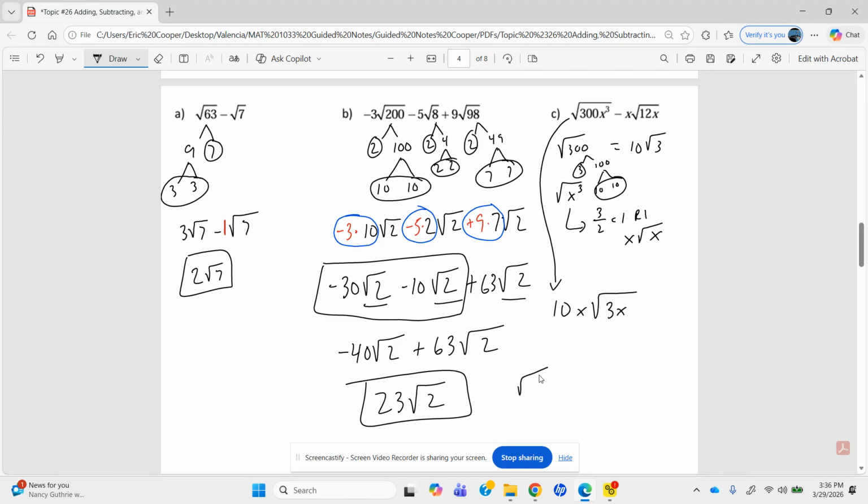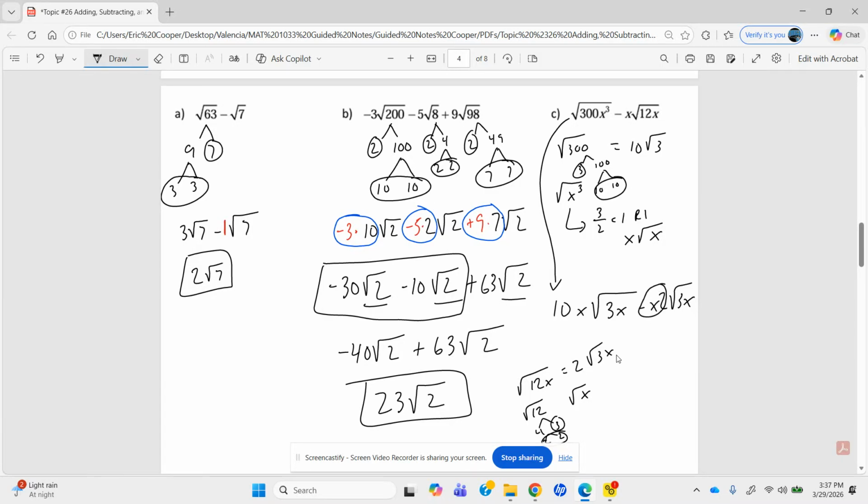For the square root of 12x, we'll do the square root of 12 and the square root of x. 12 becomes 4 times 3, with 4 becoming 2 times 2. So this is really 2 square root of 3. And because there's nothing here that will simplify, the x stays on the inside. So the square root of 12x becomes 2 square root of 3x. We also have this x up here, so we'll go minus x times 2 square root of 3x.